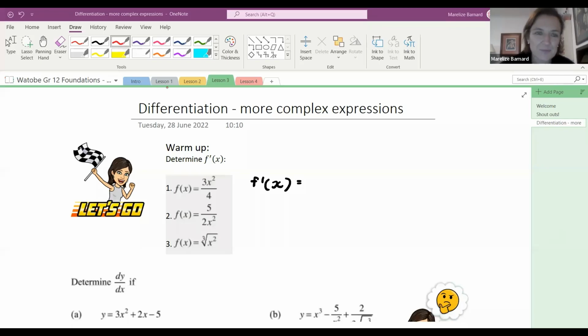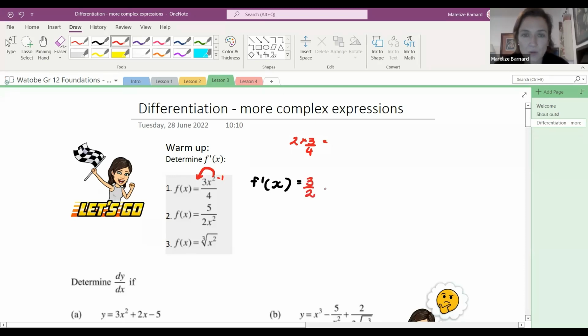So for the first one, no need to change anything. We have 3/4 as the coefficient of the x squared. So we're going to times our 2 with the 3/4. So 2 times 3/4, that's what we're going to do, and then subtract a 1 from the exponent. So 2 times 3/4 is going to give me 3/2 x to the power of 1. Okay, I don't see many confirmations from the chat. I hope everyone's awake and working with us.